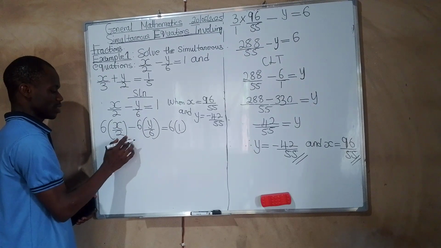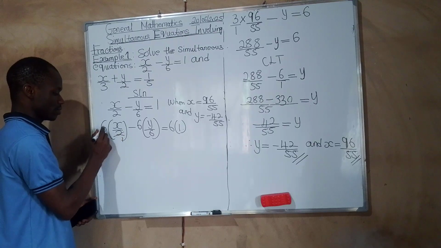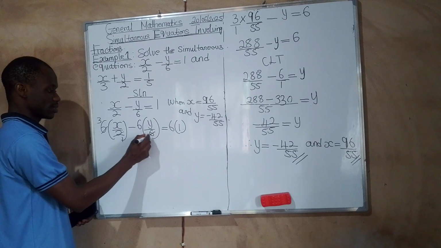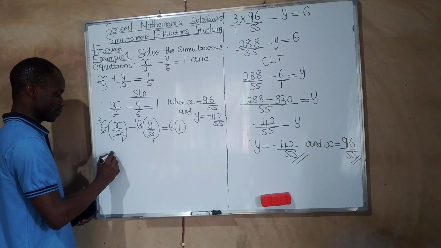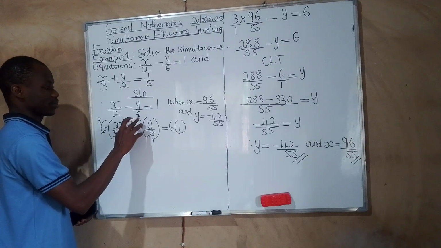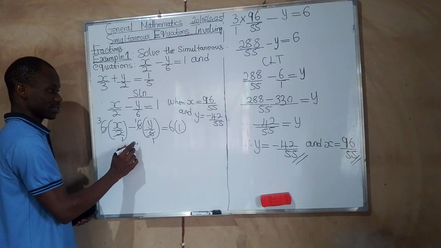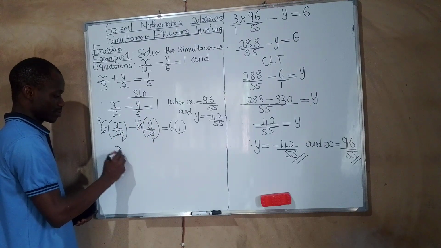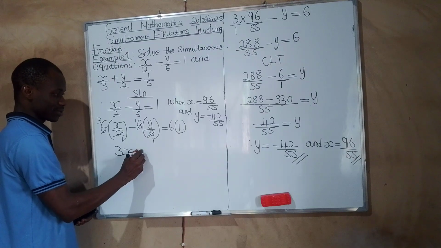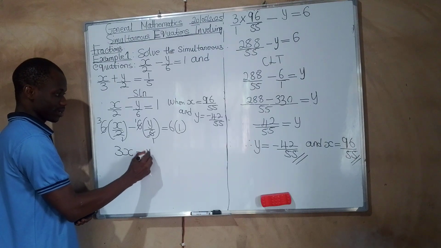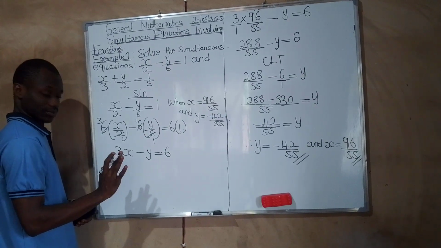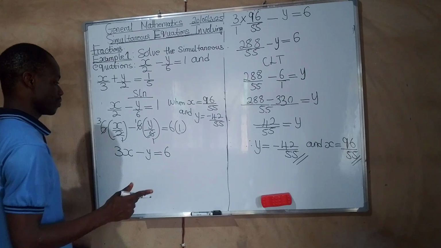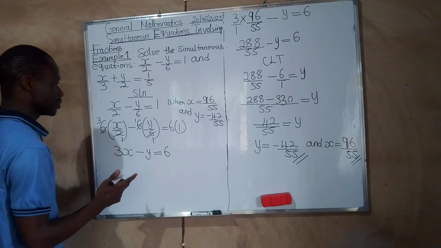This will now be: 2 in 6 is 3, 6 in 6 is 1, right? We're trying to prove, but we want to bring out the linear aspect. So it becomes 3x minus y equal to 6. That's equation 1. Yes, that was equation 1 before.